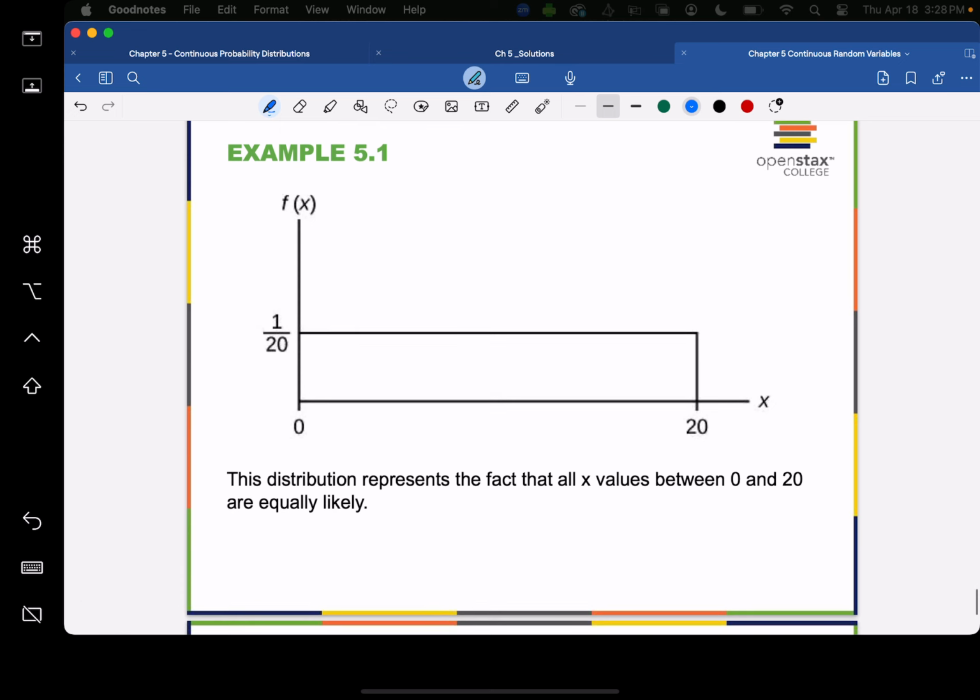And now I believe we are ready to tackle the question on the 3rd page of your activity sheet. This graph represents the fact that all x values between 0 and 20 are equally likely. So I'm going to go over to our worksheet and continue from there.